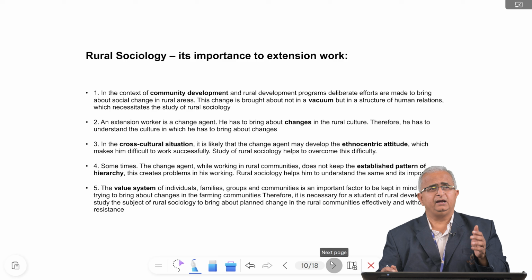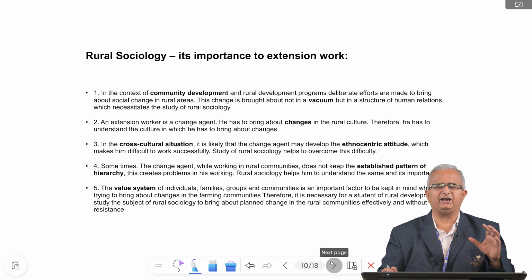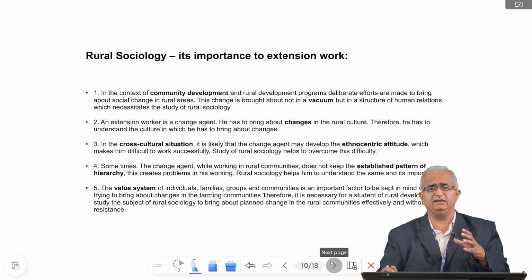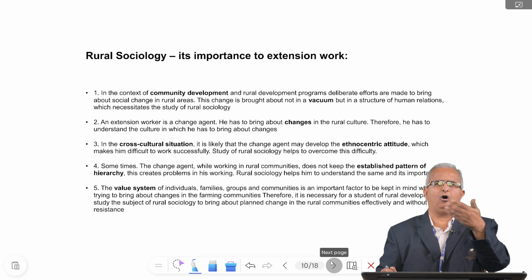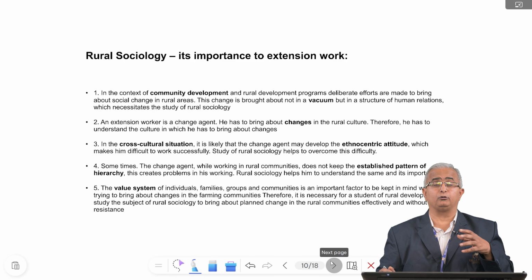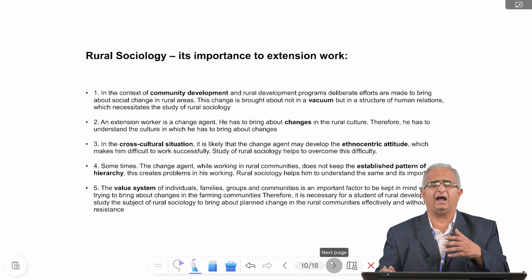And one more thing: in the cross-cultural situation, the extension worker, the change agent, may develop an ethnocentric attitude. What is meant by ethnocentrism? It is nothing but the feeling that my culture is the best compared to all other cultures. That feeling generally will be there with everyone. Whatever I do, whatever I think, whatever I feel is of prime importance. I think this is the best method, how I think is the best method, and what I am doing is the best thing.